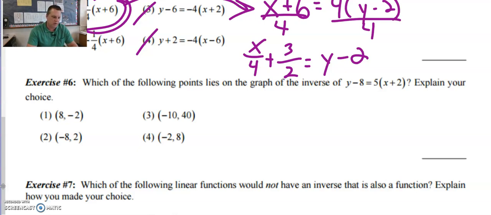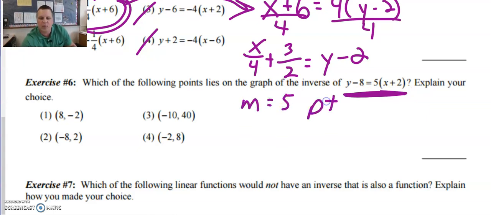Okay? So in exercise 6, which of the following points lies on the graph of the inverse? So we have this right here. Now, this is point slope form. So the slope is 5, and a point on the line, all right, this is my x, is -2, 8. Okay, that's a point on the line.